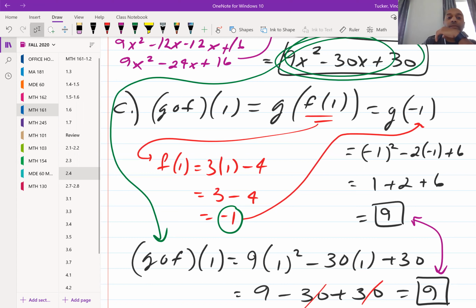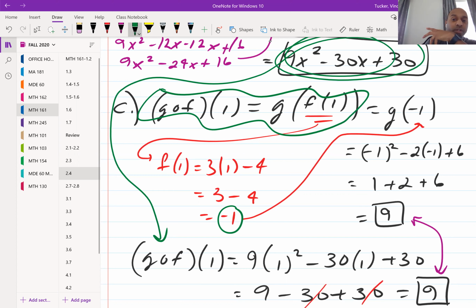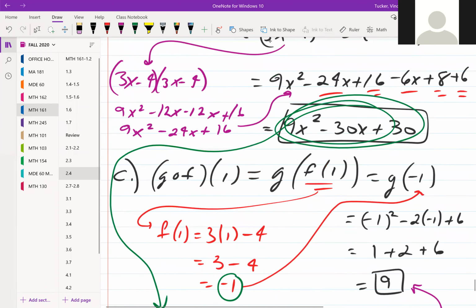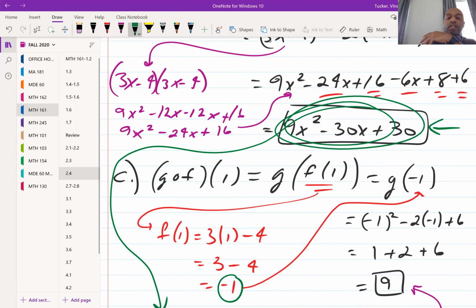So if you were just talking about going from scratch, then this first method would probably be the easiest way to go. But if you already had this available to you, like you just finished mentioning, because you already did the work, then that's when that method would be easiest. You can go ahead and just plug 1 into this finished product.